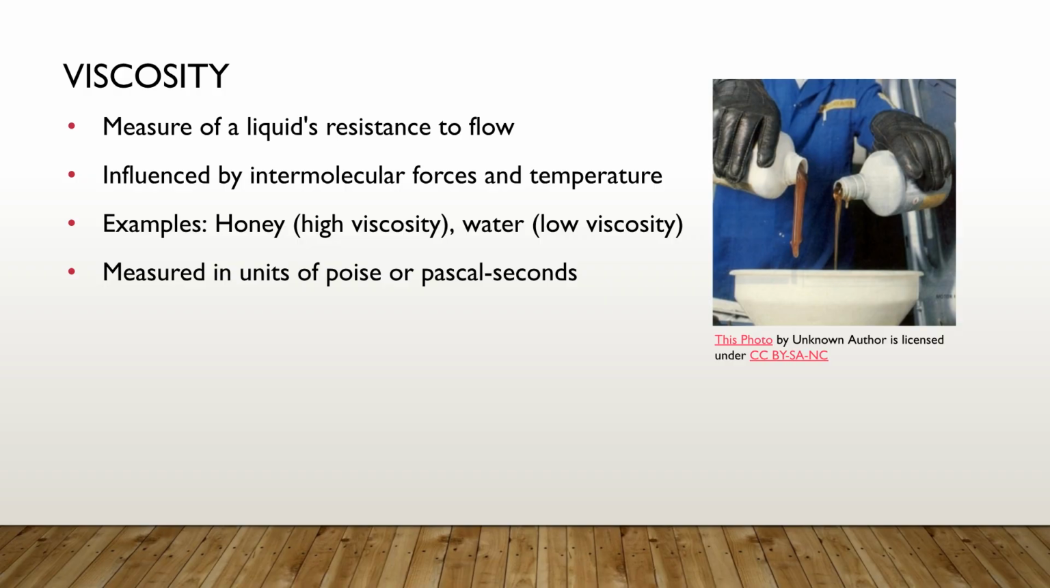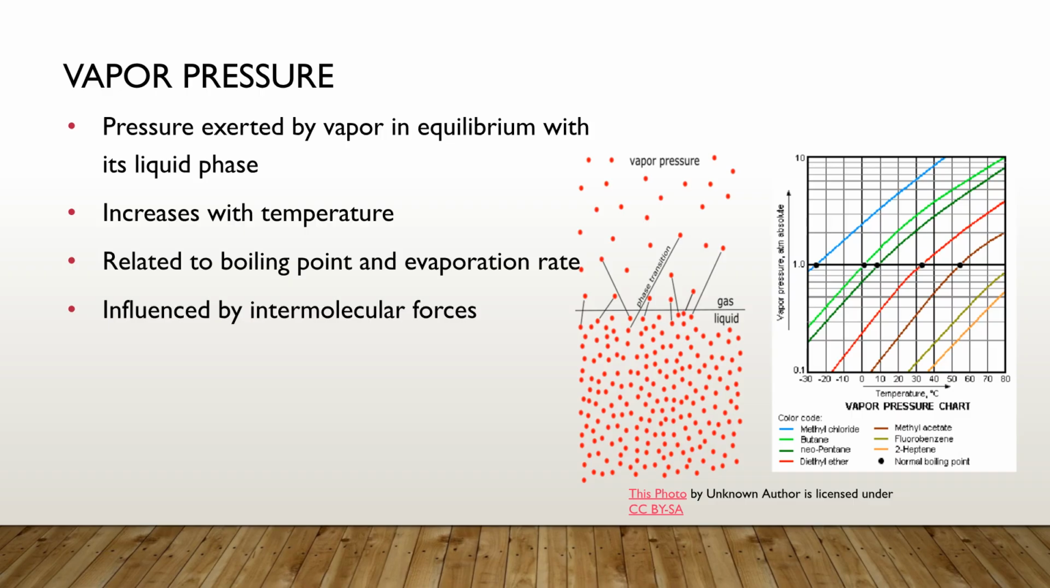Viscosity measures a liquid's resistance to flow and is influenced by intermolecular forces and temperature. Examples range from honey's high viscosity to water's low viscosity. Vapor pressure is the pressure exerted by vapor in equilibrium with its liquid phase. It increases with temperature and is related to boiling point and evaporation rate.